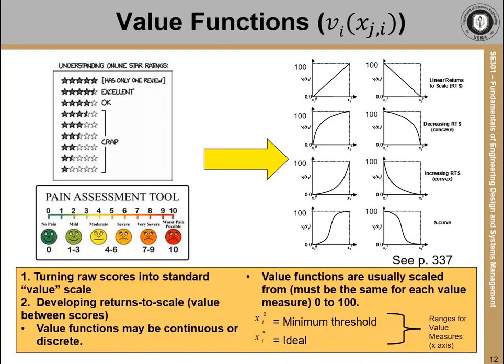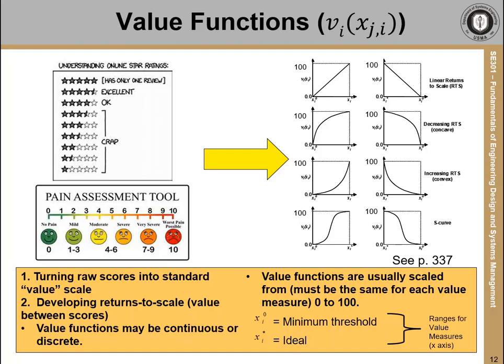Now we turn to value functions. Remember that each value measure has its own units that we show at the very bottom of the value hierarchy. And those units are most likely different. When we have a solution candidate that we are assessing, we'll get a raw score for a value measure in units of stars or level of pain as shown here, or miles per hour or pounds, or whatever the units of the different value measures are.